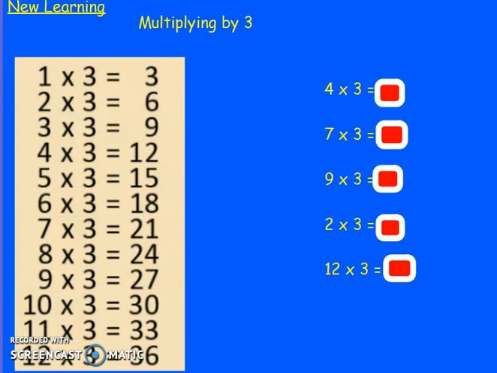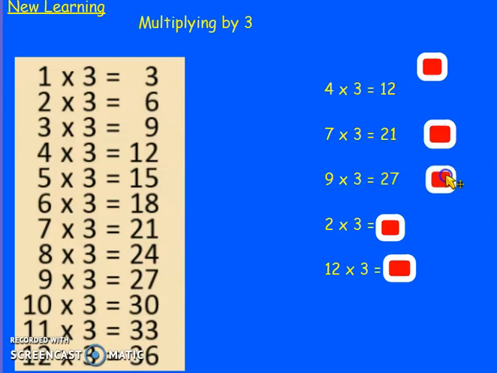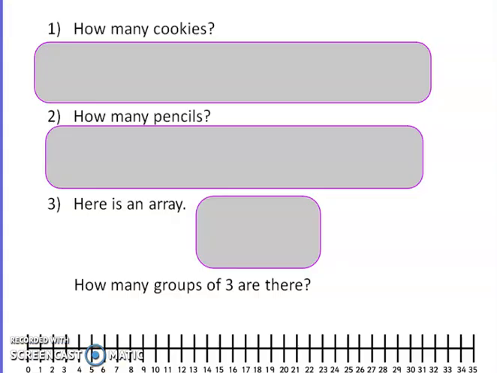Welcome back, Year 3. I hope you've had fun practicing your 3 times table. Did you have a go at these sums? Let's mark them together. 4 times 3 is 12. 7 times 3 is 21. Say them along with me. 9 times 3 is 27. 2 times 3 is 6. 12 times 3 is 36. Well done, we're ready to move on.